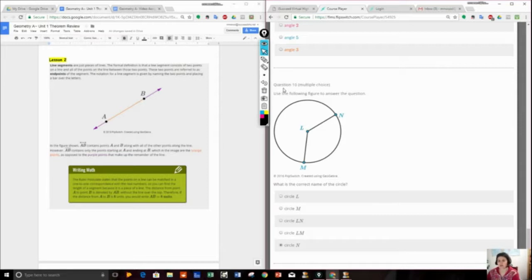So we're going to start with question 10. Use the following figure to answer the question. Okay, so I see a circle, I see a point N, a point M, and a point L. What is the correct name of this circle?